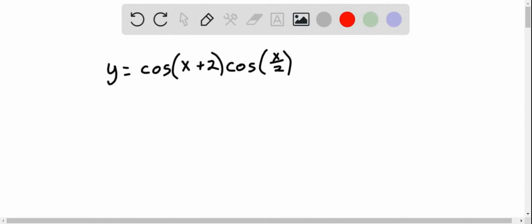In this problem, you're being asked to find the derivative of y equals the cosine of x plus 2 times the cosine of x over 2. Well, we're going to have to use two rules here. First, we're going to need to use the product rule.